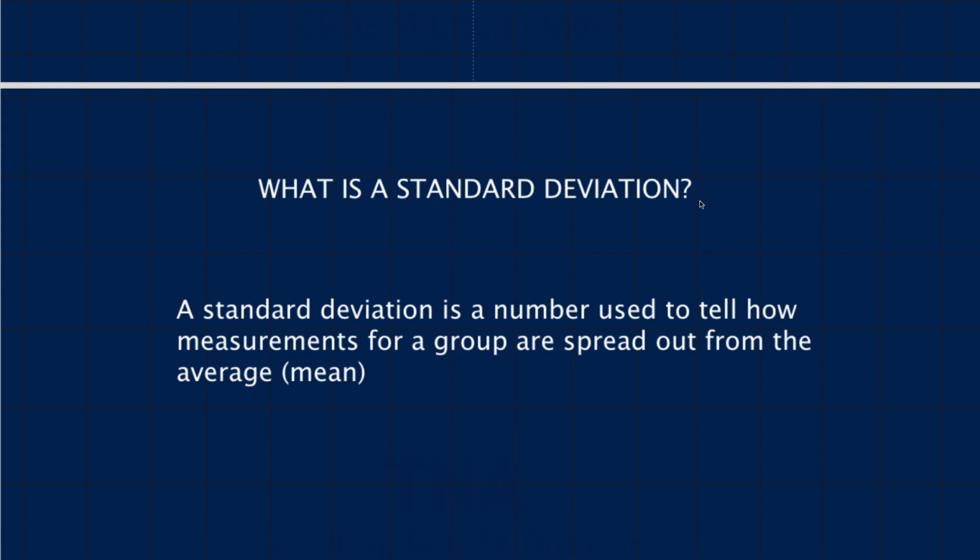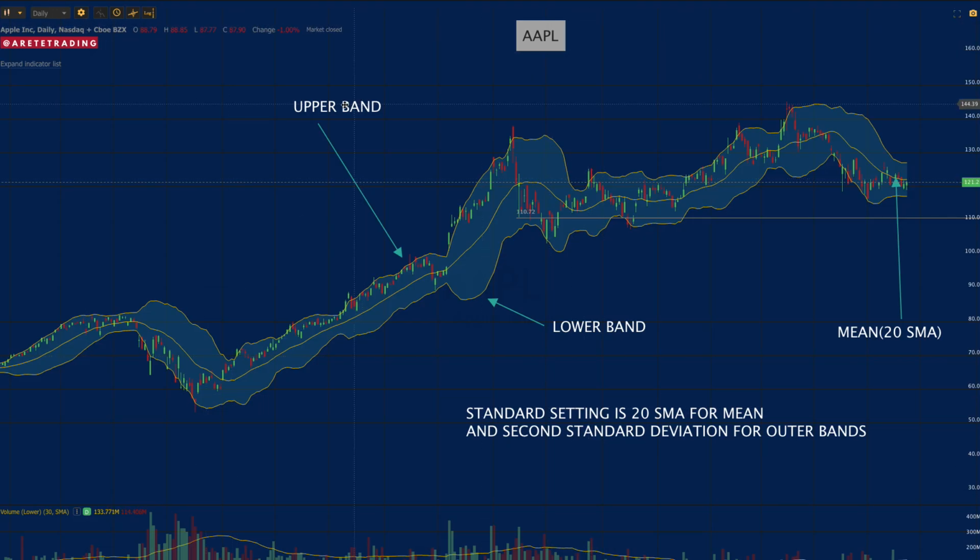Now, a standard deviation, for those that aren't aware, is a number used to tell how measurements for a group are spread out from the average or mean. So, for example, you have your upper band that is calculated by a standard deviation move off of this. You have your lower band that is calculated off this line. The middle line is set at a 20-day simple moving average, and we call it the mean.